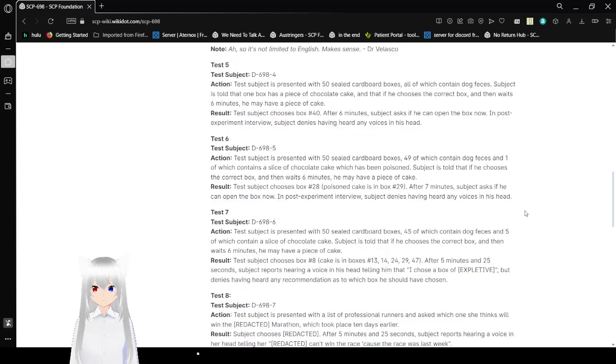Test 5, D98-4. Test subject is presented with 50 sealed cardboard boxes, all of which contain dog feces. Subject is told that one box has a piece of chocolate cake, and that if he chooses the correct box, then waits 6 minutes, he may have a piece of cake.